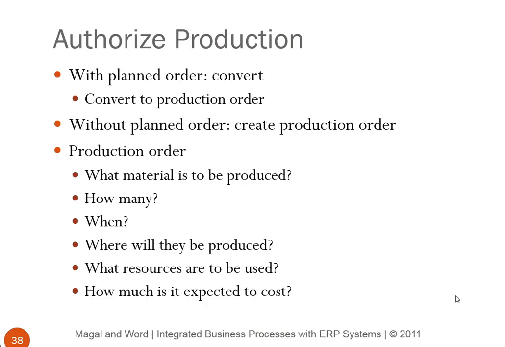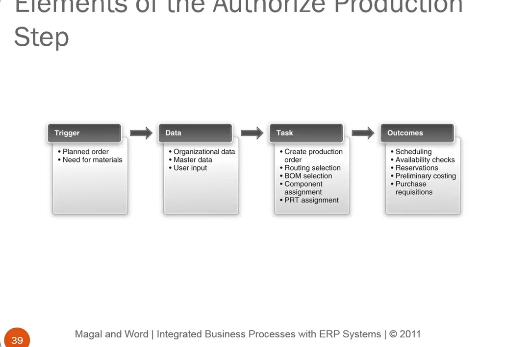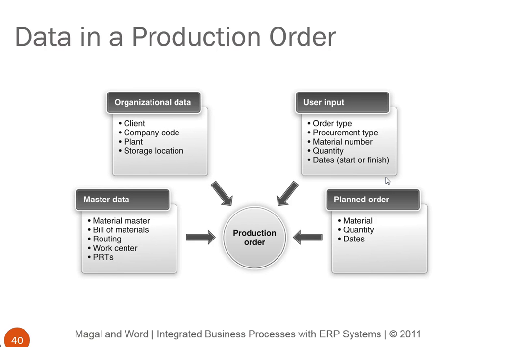The authorization of the production order happens when the plan order is converted to a production order. And these are the steps that are shown. And this is the data that is coming from various sources for the production order. As you can see, the master data is also feeding data into the production order, so is the org level data, user input, and more importantly, the plan order data.